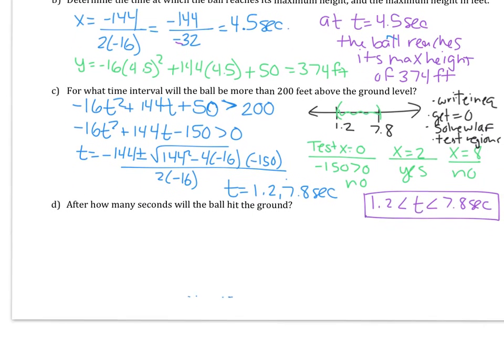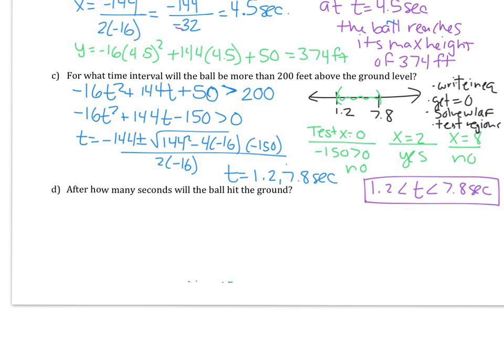Okay, one more question regarding this problem. After how many seconds will the ball hit the ground? So this is when I want to know that the position would be 0 feet. So I'm going to set my equation that we again wrote in part A, negative 16t squared plus 144 feet plus 50. I want to know when that hits the ground, which means that its position is 0. Again, probably the easiest way to solve this would just be to do the quadratic formula.